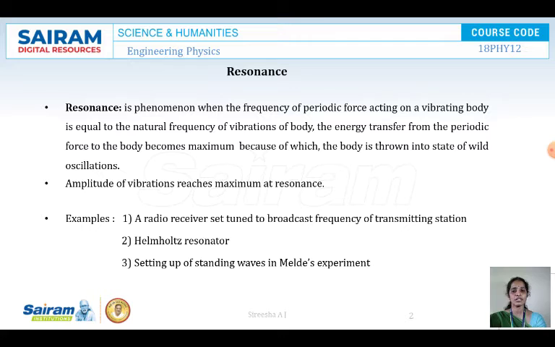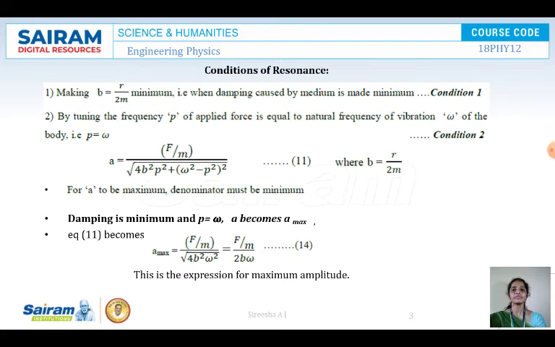Even the Helmholtz resonator is also an example. Setting up of standing waves in Melde's experiment. These three are the examples of resonance. Now we see what are the conditions for resonance.